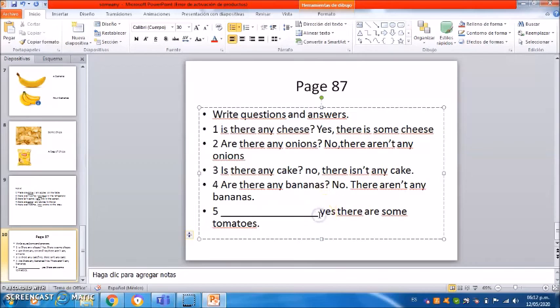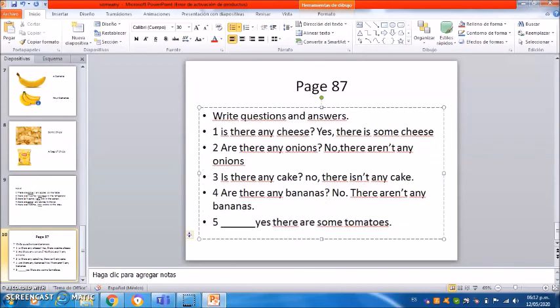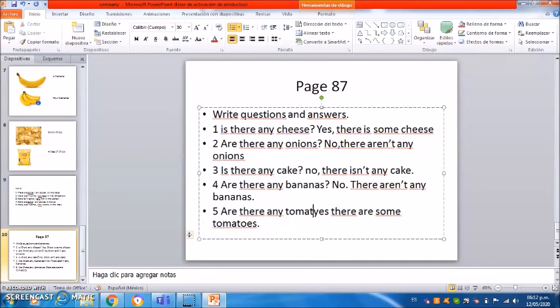Very good. And the number 5, the answer is yes, there are some tomatoes. So one more time, it's plural because we can count 1 tomato, 2 tomatoes. So the question will be, are there any tomatoes? Yes, there are some tomatoes. But remember that you can answer with yes or no depending on your opinion, okay?